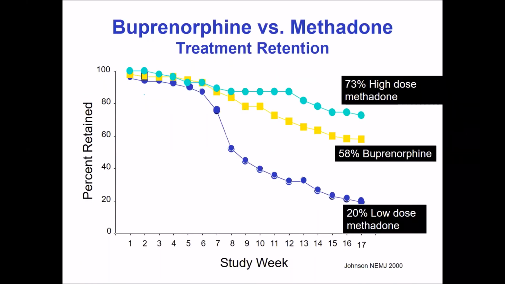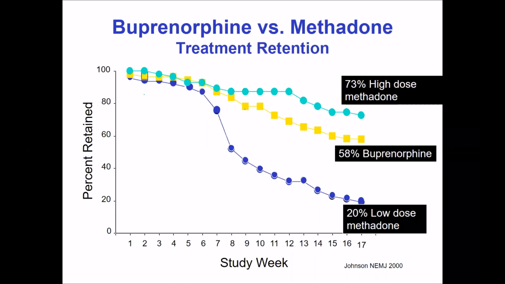How does buprenorphine compare with methadone? This is just one of several studies that was a sentinel study, a randomized trial that randomized people to high-dose methadone that was 60 to 100 milligrams per day, buprenorphine, or low-dose methadone. They assessed both treatment retention and urine drug screens over the course of about 4 months. And what you see here is the high-dose methadone had slightly better retention.